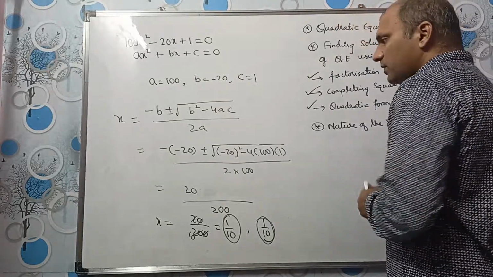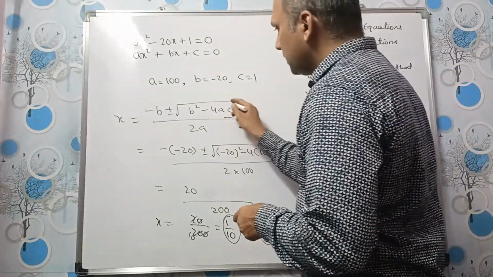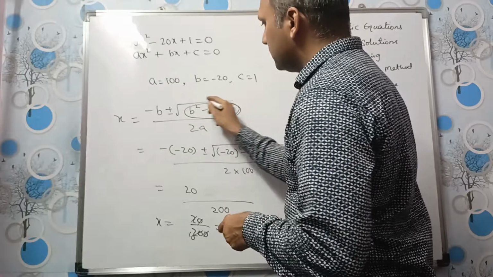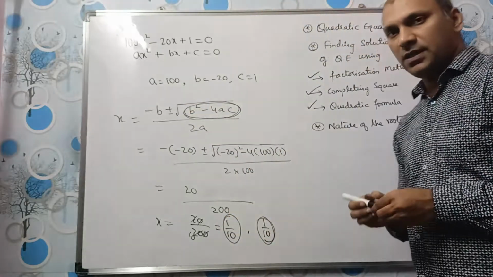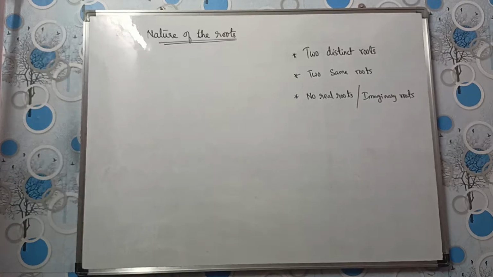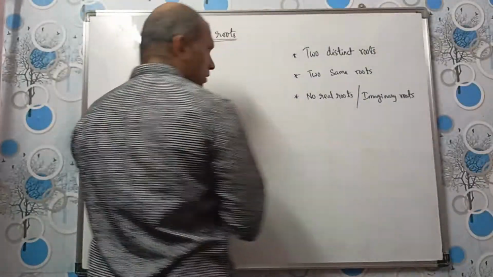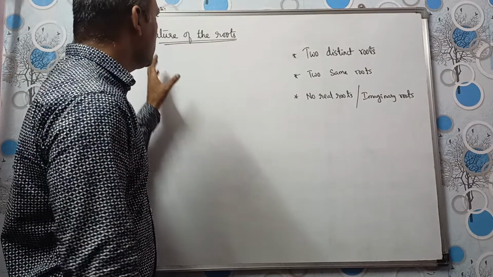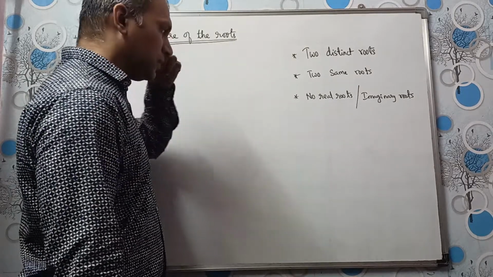We will learn nature of the roots. Very important concept. Okay, b square minus 4ac. This part is important. Let us see why. Let us learn one important concept from quadratic equations: nature of the roots.